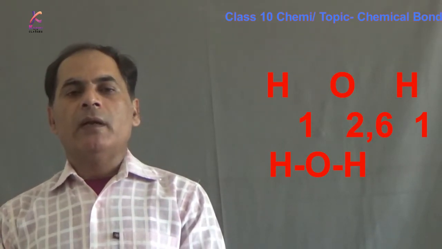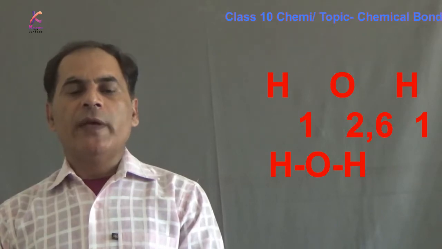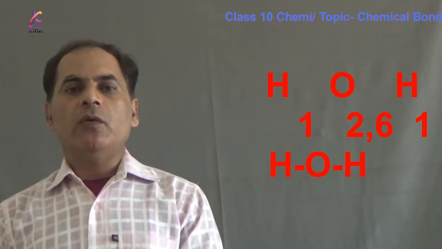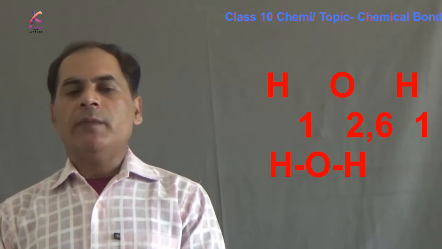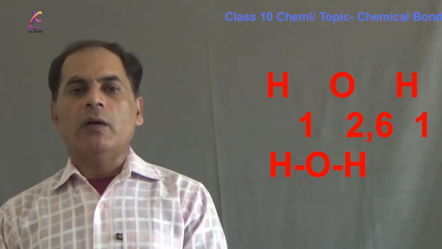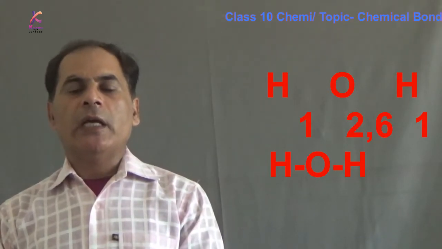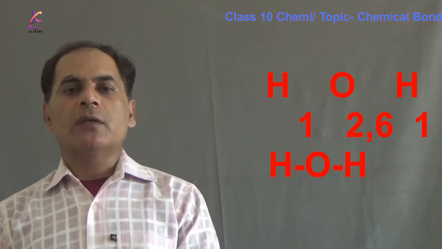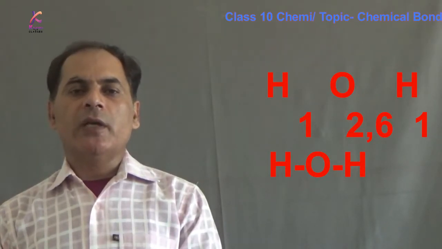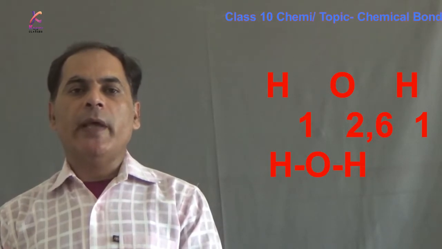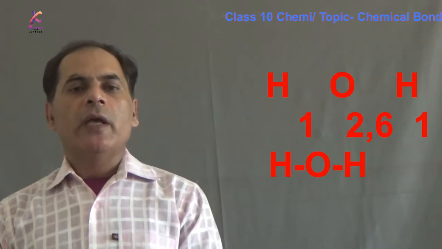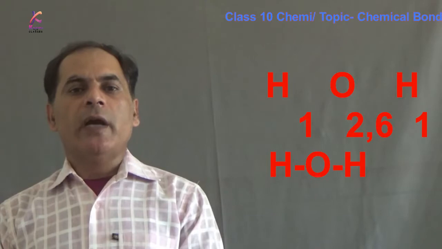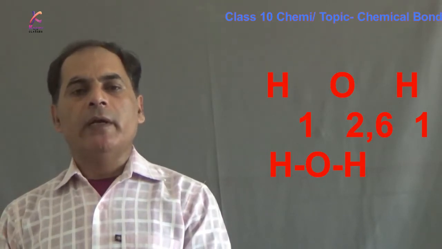Second, we will discuss the formation of the H2O molecule. In the oxygen atom there are 6 electrons in the outermost shell. We can see in the diagram 2, 6. 6 electrons are there in the last shell, or the valence shell. The hydrogen atom has 1 electron. In H2O there are 2 hydrogens, and each hydrogen atom has 1 electron in the outermost shell.